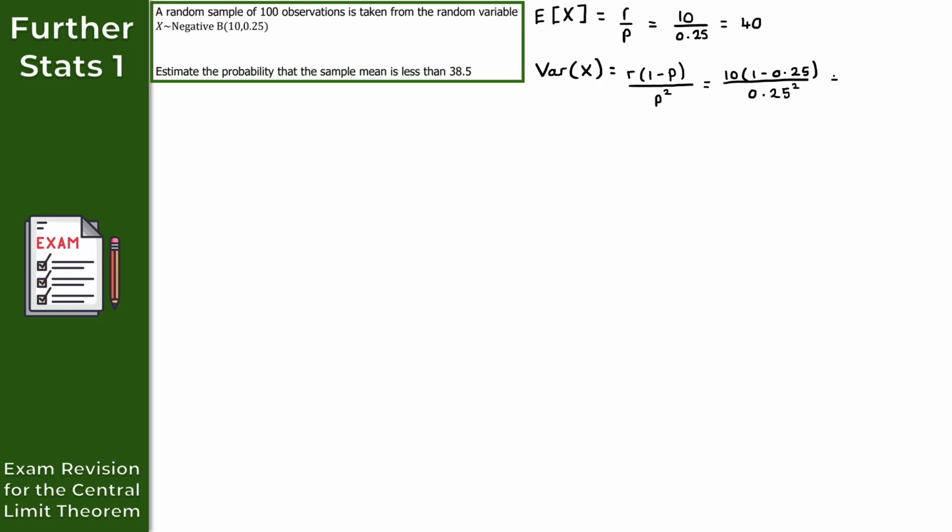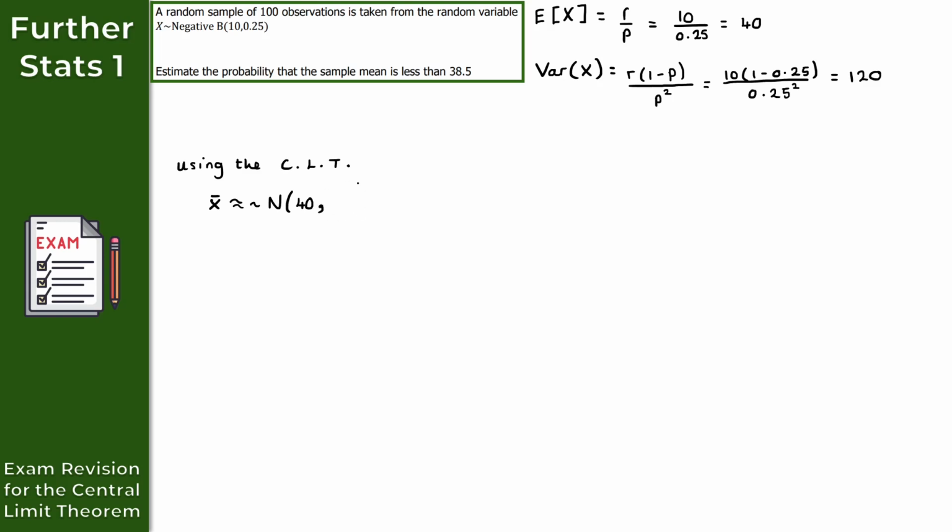If you just put this into your calculator, what do you get? If you do this correctly, you should find you get 120. So we now have the expectation of x, the mean, and we also have the variance of x. So we've got everything we need to use the central limit theorem. Using the central limit theorem, which I'll abbreviate to CLT, the sample mean x bar will be approximately normally distributed with parameters of the expectation of x, the mean, which is 40.